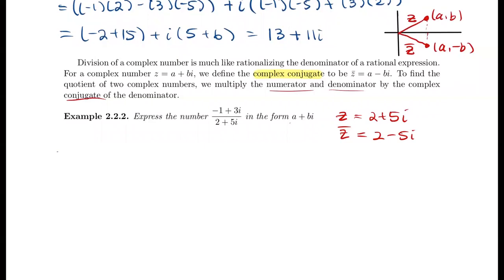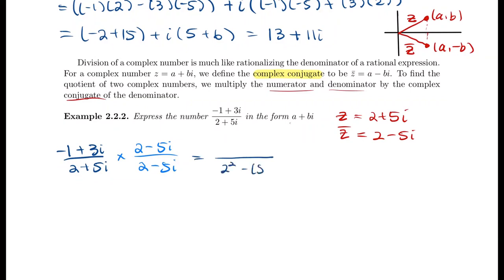So what we have is negative 1 plus 3i divided by 2 plus 5i. So if we multiply here by 2 minus 5i divided by 2 minus 5i, what we get in the denominator is actually a difference of squares. So in the denominator, we just get 2 squared minus 5i squared. And in the numerator, we just get negative 1 plus 3i and 2 minus 5i.